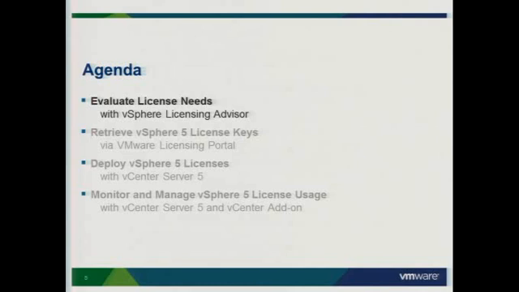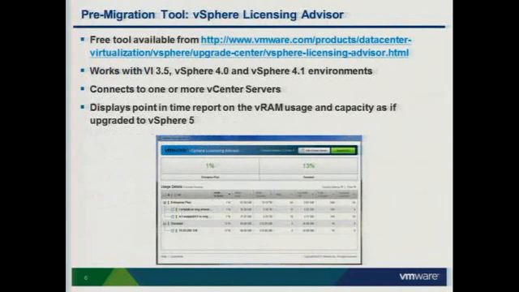Keeping that in mind, we're going to start with evaluating your licensing needs. For that, we have a free standalone tool called the vSphere Licensing Advisor. It's available on VMware.com at the URL shown, and it works with VI3.5, vSphere 4.0, and vSphere 4.1 environments. It connects to one or more vCenters and calculates the vRAM usage and the vRAM capacity that you would encounter if you were to upgrade to vSphere 5.